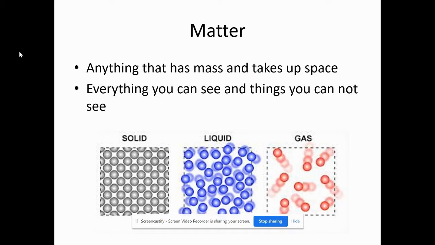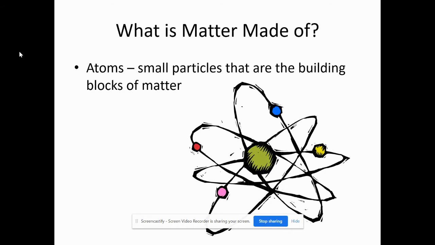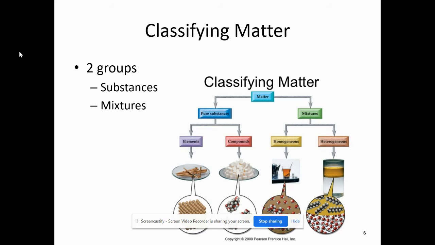Remember that matter is anything that has mass and takes up space. This is everything you can see and also the things you can't see. Things that are not matter include heat, sound, electricity, and forces like magnetism and gravity. All matter is made of atoms. These are small particles that are the building blocks of matter.